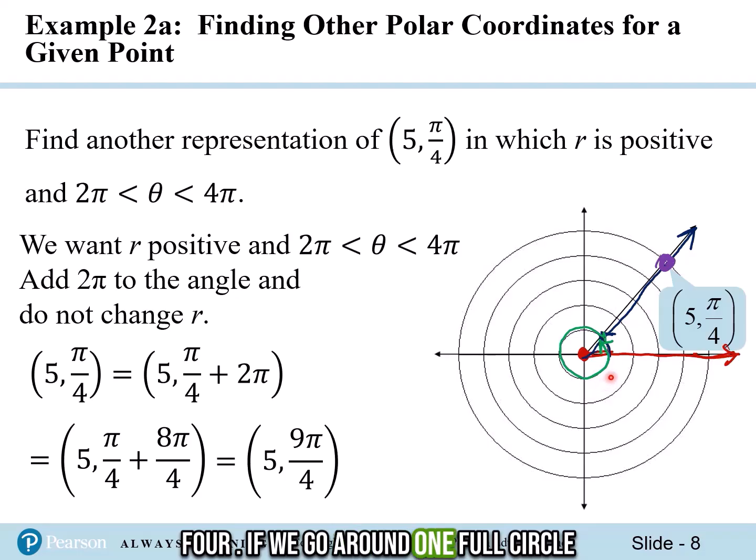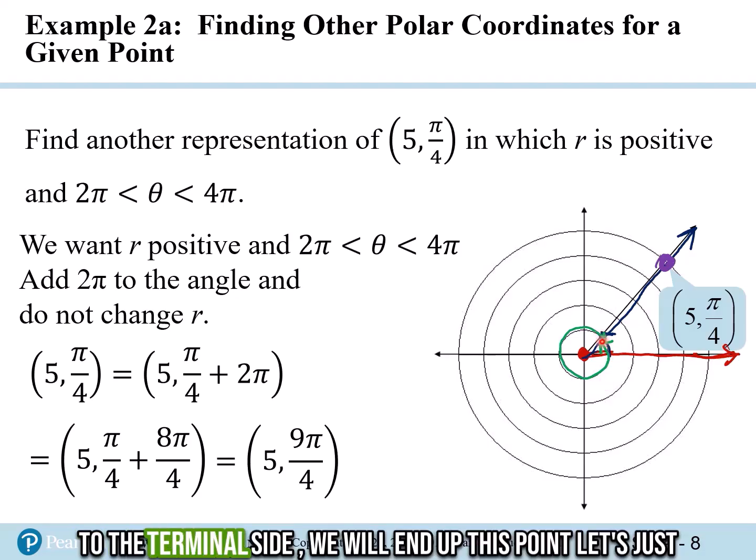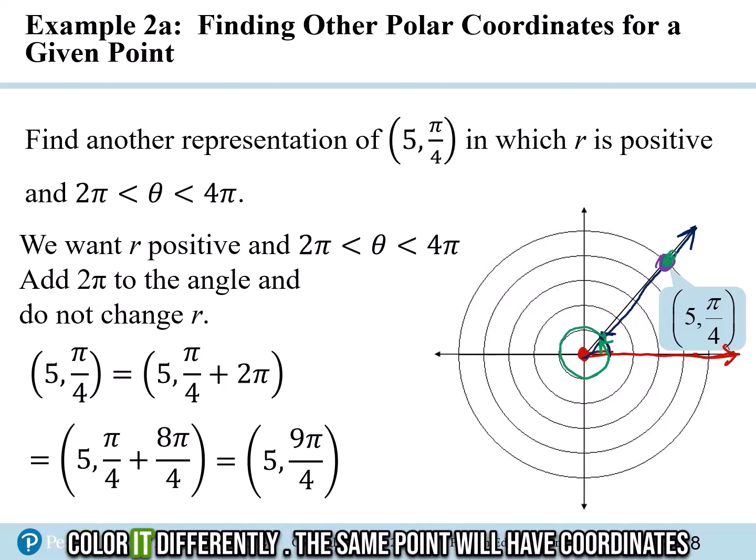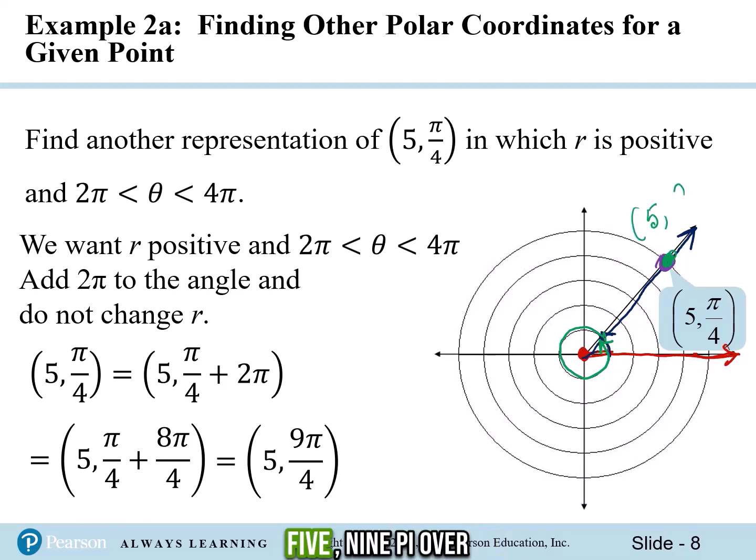All right, so we have the point as 5 comma pi over 4. If we go around one full circle to the terminal side, we will end up at this point. Let's just color it differently. The same point will have coordinates 5 comma 9 pi over 4.